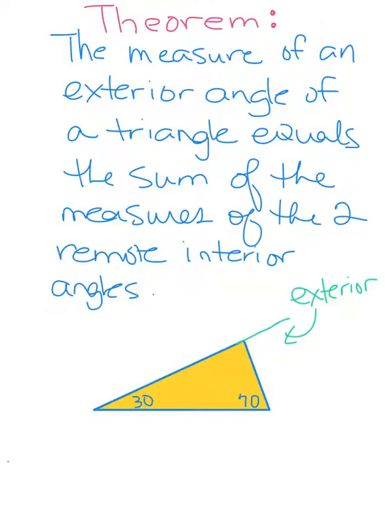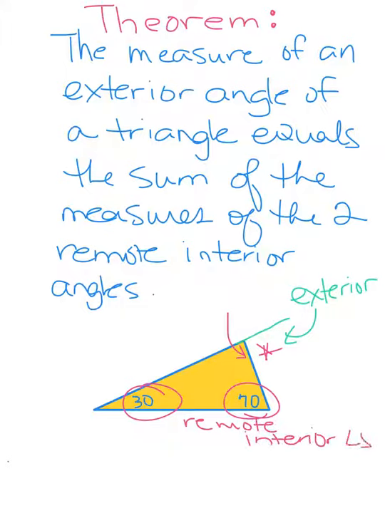Our next theorem says the measure of an exterior angle of a triangle equals the sum of the measures of the two remote interior angles. So our exterior angle is outside, and then we're talking about two remote interior angles. So we're not talking about the angle that's next to the exterior angle. We're talking about the other ones. So 30 and 70, they are considered the remote. They're away a little bit. And they're interior angles. They are inside the triangle.